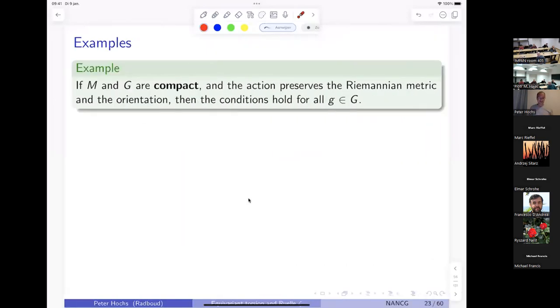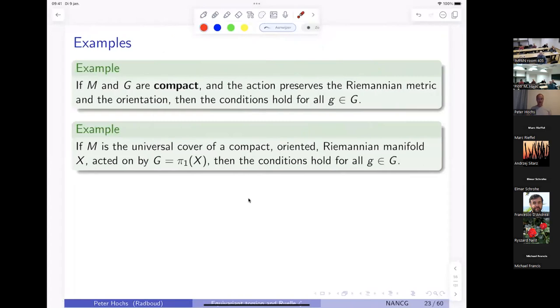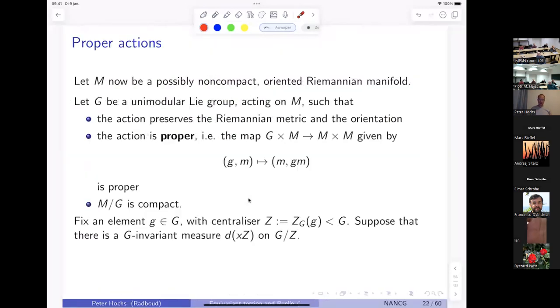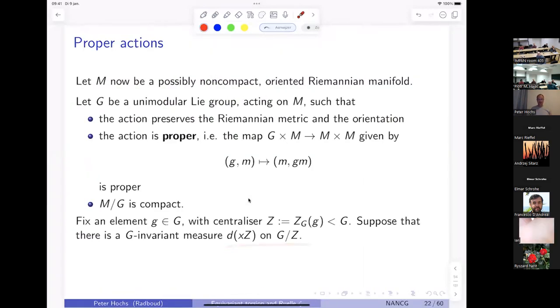So in the compact case, everything is nice. If the action preserves everything, the action is proper, and then everything is fine. In the case where you take a compact manifold and you consider the universal cover acted on by the fundamental group, then also this is all true. Now, in the case of a discrete group, this is fine because we just have a discrete set, so we just take a counting measure. So for discrete groups, this measure is fine.